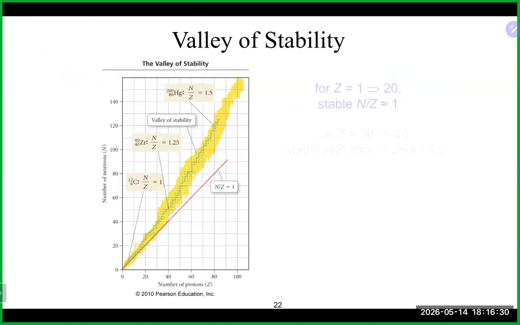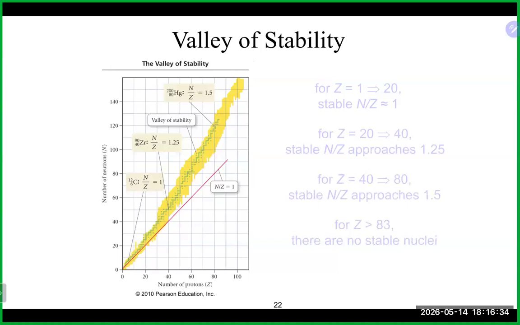So as I mentioned before, there is a ratio that is really good. This yellow smear here is the belt of stability, or the valley of stability. And again, we're either going to be too high or too low. How do we know what is a good ratio or not? It has to do with the atomic number of what you're looking at.